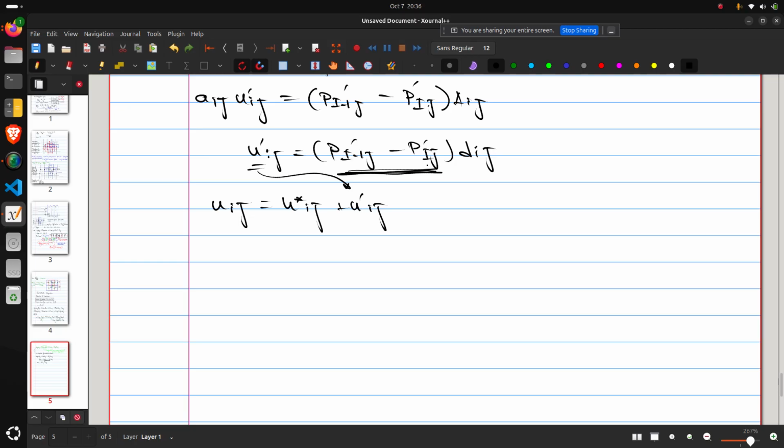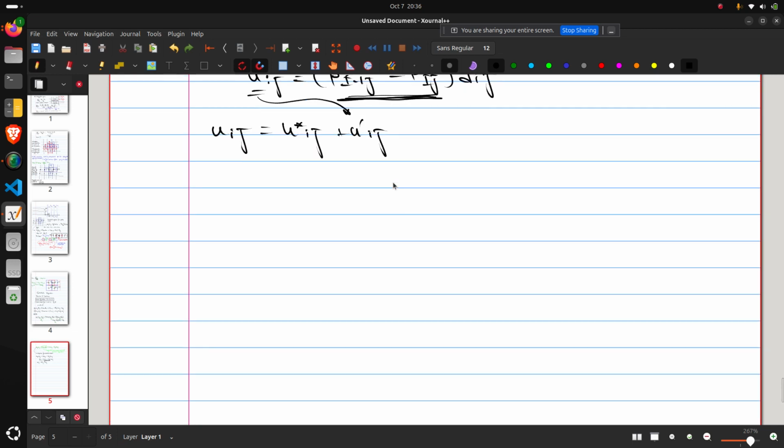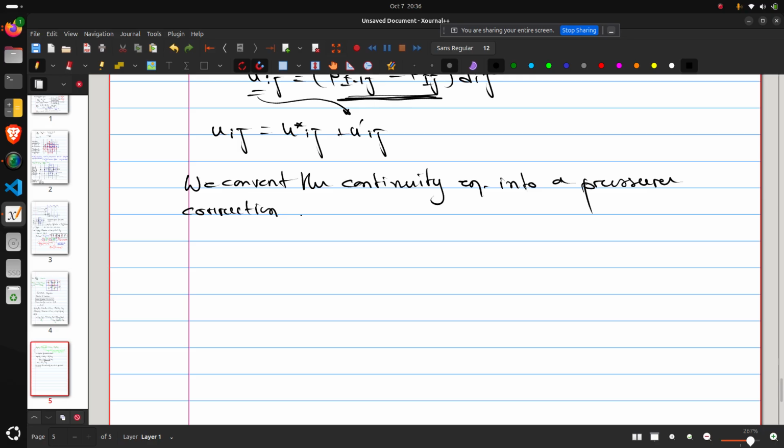So now comes another important step that the SIMPLE algorithm does. The algorithm does not do it, but in the derivation of the algorithm, we convert the continuity equation into a pressure correction equation. Okay, what does it mean?